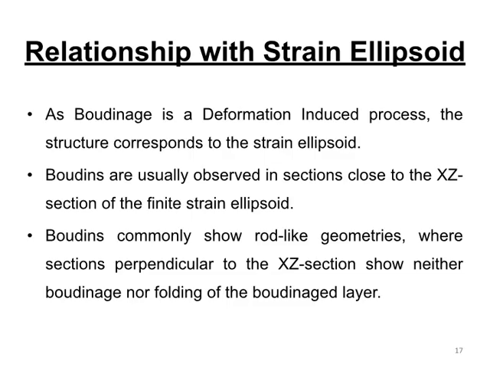Now moving on to the relationship of Boudinage with strain ellipsoid. Boudinage is a deformation induced structure that relates to the strain ellipsoid. Boudins are usually observed in sections close to the XZ plane of the finite strain ellipsoid. They often show rod-like geometries in sections perpendicular to the XZ plane. Neither boudinage nor folding is typically seen.